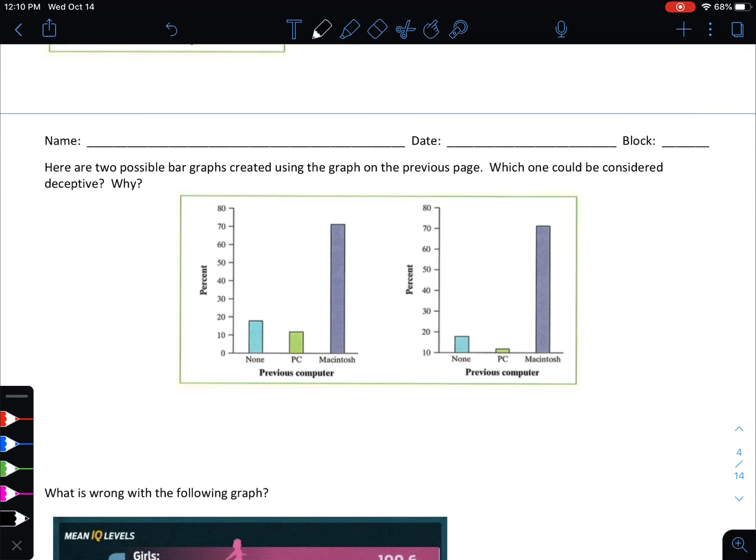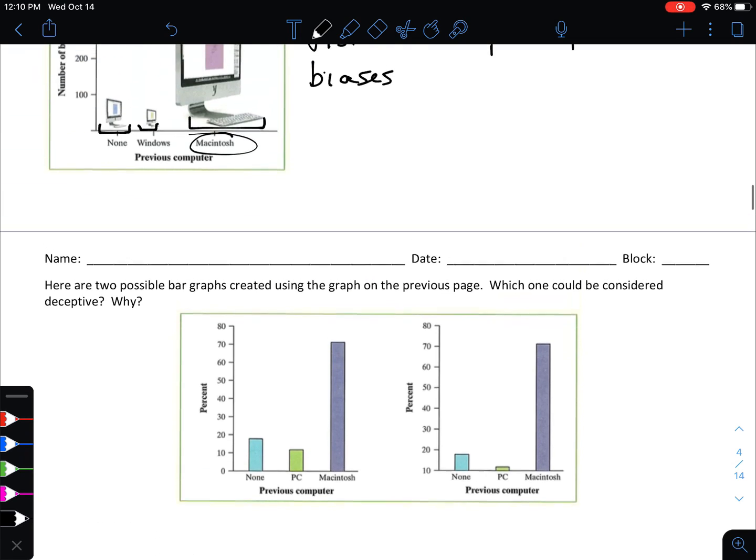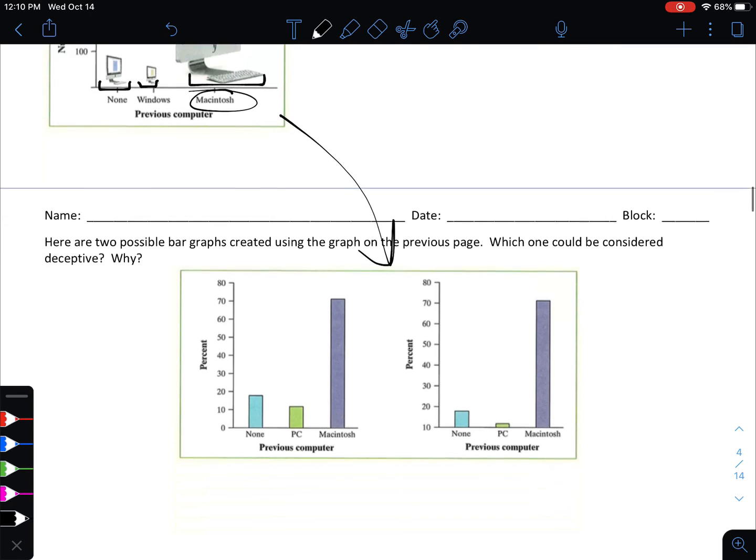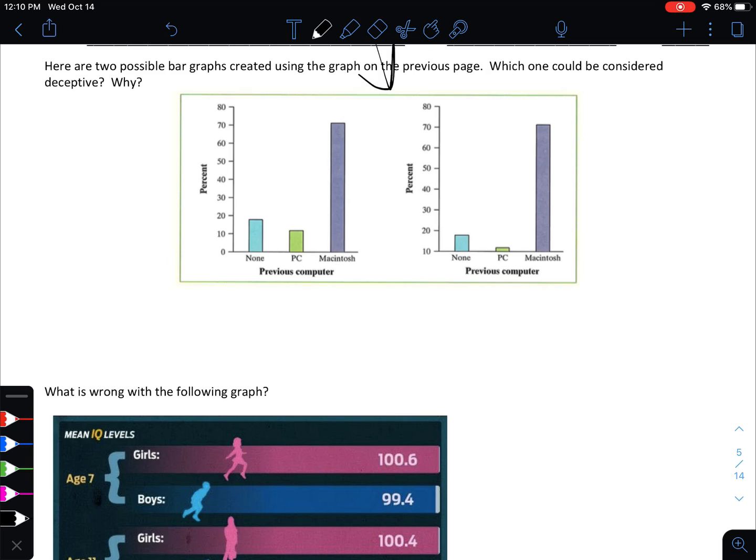Okay, so in an attempt to fix that, here are two different bar graphs that show the same data as what was on the previous page. These are coming from this diagram right here. We want to know which one would be considered deceptive and why. Taking a look at them, at first glance you might not even notice what the difference is. They both have the labels, they both have bars now instead of the images. They both go up to 80. But the big difference is they don't both start at 0.